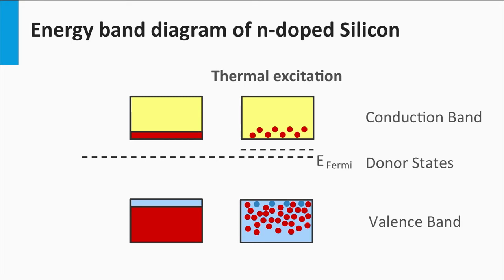We call the states donor states because they donate an electron to the conduction band. The electrons are the majority charge carriers. The holes are the minority charge carriers. As the electrons are the majority charge carrier, the Fermi level will be closer to the conduction band than to the valence band.